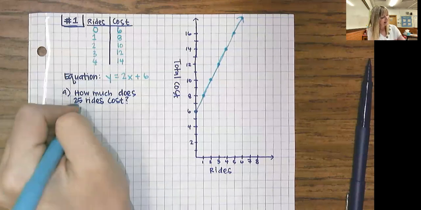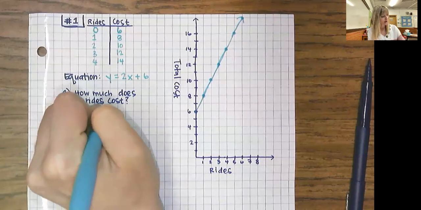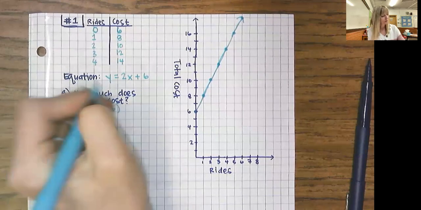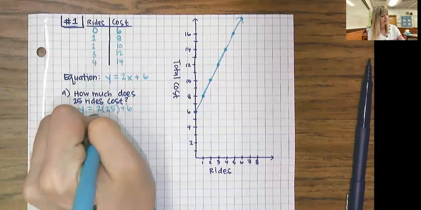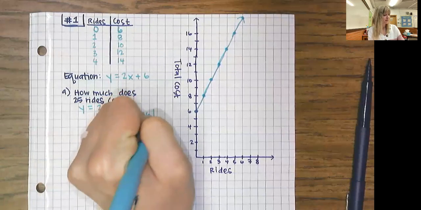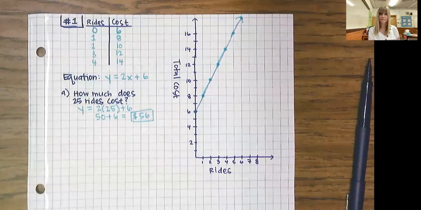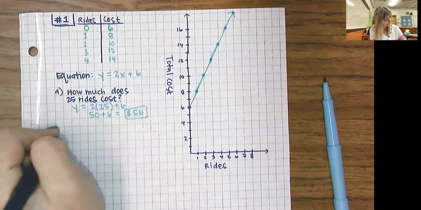Well, rides is the x. So I'm going to plug it in for x. 2 times 25 plus 6. 2 times 25 is 50 plus 6. How much would it cost? $56. 25 rides.